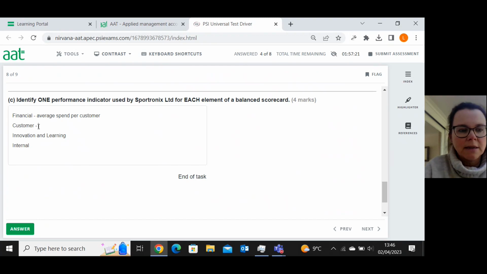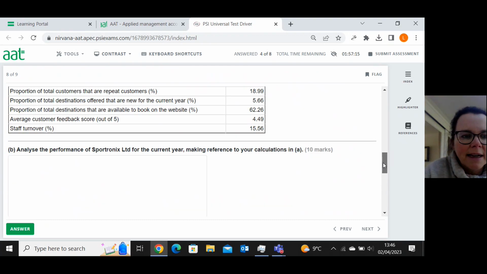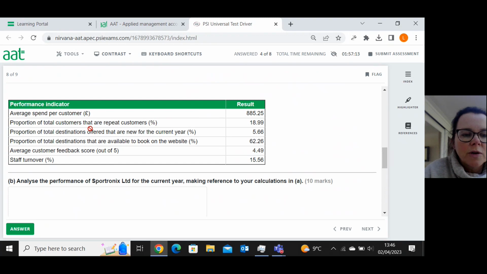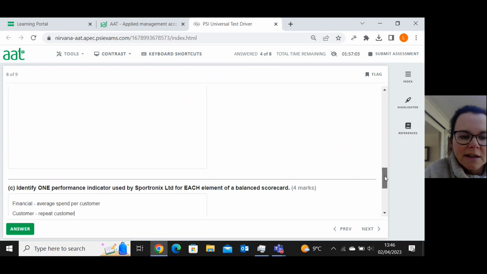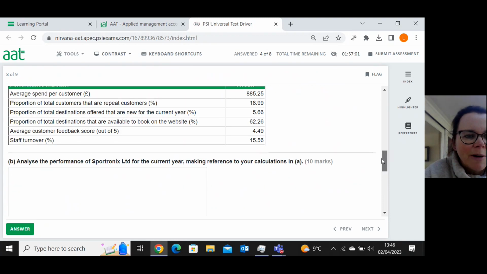The customer, the repeat customer performance indicator, what did they call it exactly? The proportion of total customers who are repeat customers, that would be the customer perspective. If they're coming back, they must be happy. The innovation and learning will be the new destinations. We're kind of just going down in order here, aren't we? Proportion of total destinations offered that are new for the current year.